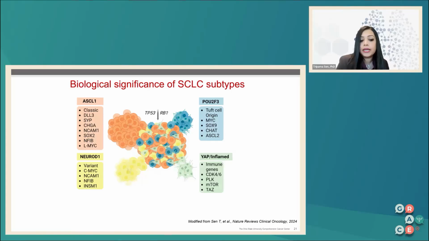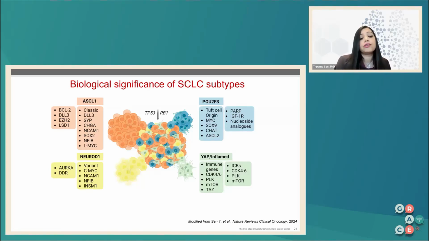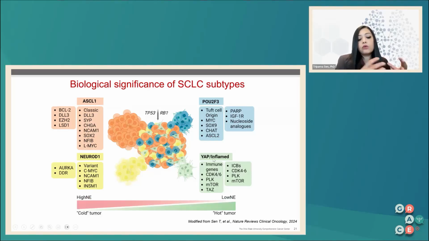They also express certain markers, like you see DLL3 being expressed more in the ASCL1 subgroup. You see higher expression of c-MYC in the NeuroD1 subgroup. You see higher expression of certain DNA damage response genes like PARP in the POU2F3 subgroup. And you see mainly immune genes being expressed higher in this inflamed subgroup. There are also targets that we can go after, the most famous being DLL3 for ASCL1, aurora kinase and DNA damage response inhibitors in NeuroD1, PARP in POU2F3, and then immune checkpoint blockade, mainly in the inflamed subgroup. They usually go from high neuroendocrine to low neuroendocrine, and mainly from the cold tumor to the hot tumor.